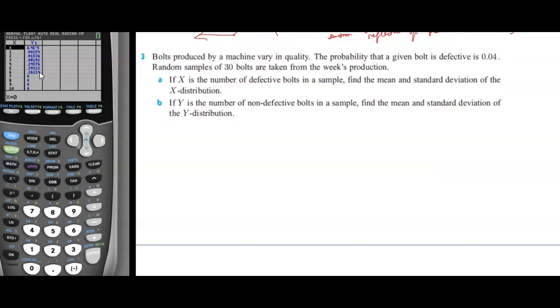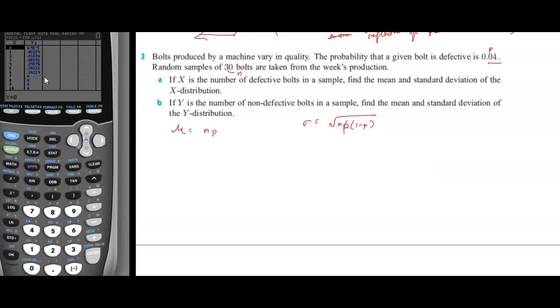Bolts produced by a machine vary in quality. The probability that a given bolt is defective is 0.04. Random samples of 30 bolts are taken from the week's production. If x is the number of defective bolts in a sample, find the mean and standard deviation of the distribution. So remember, the mean is np, and the sigma is the square root of n times p times 1 minus p. And in this case, our n value is 30. And probability, I think, is 0.04.